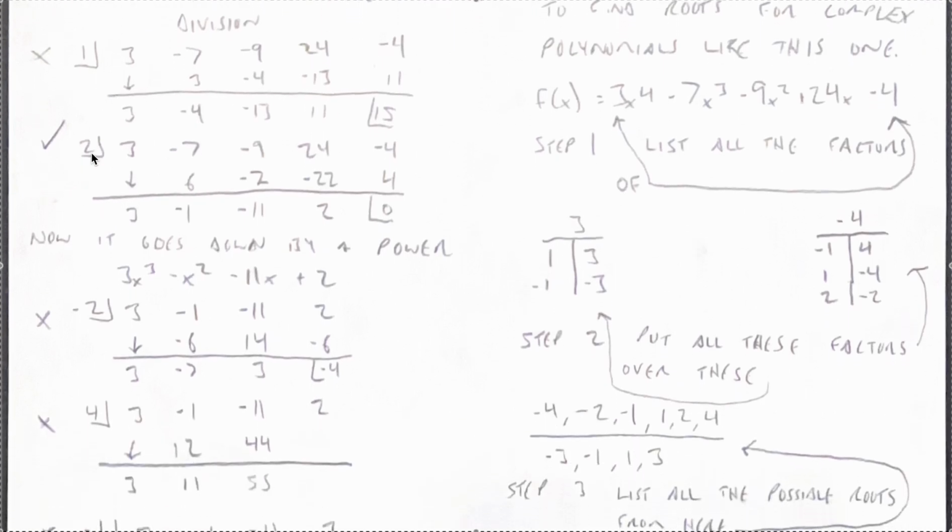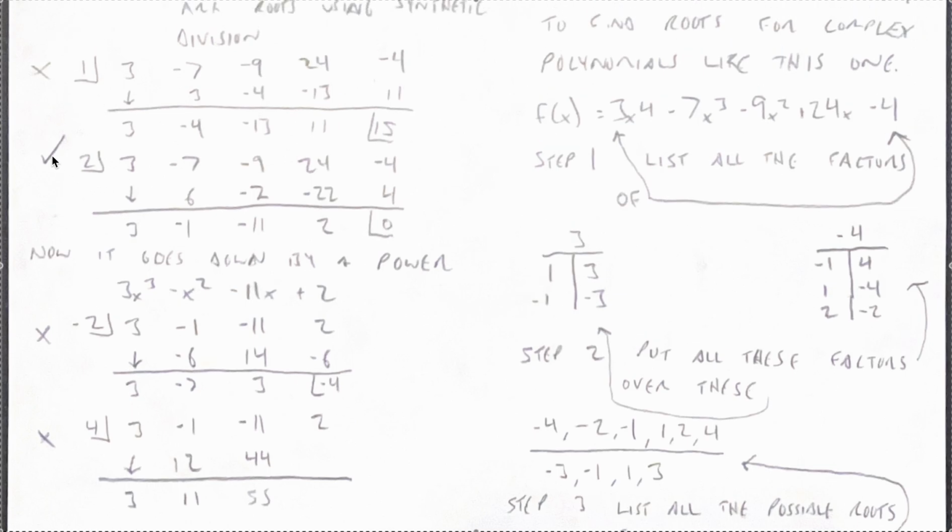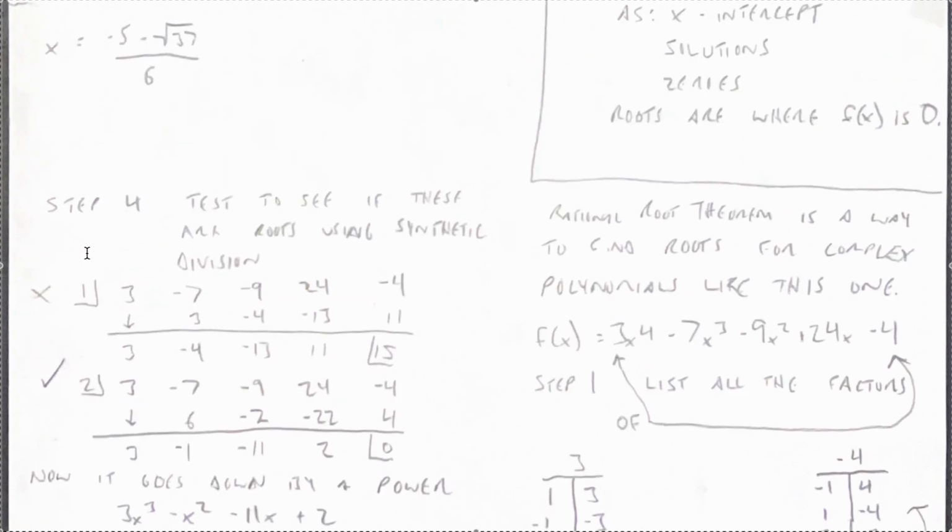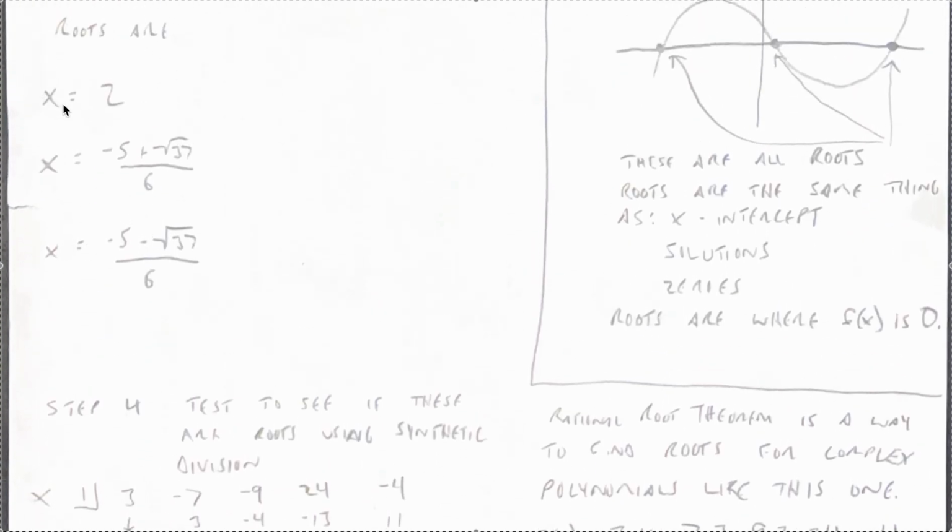Then I moved on to number 2 because it was another easy number to try using synthetic division. I got a remainder of 0. That is a root. So I know 2 is a root. That's how I got this x equals 2. That is one of your roots.